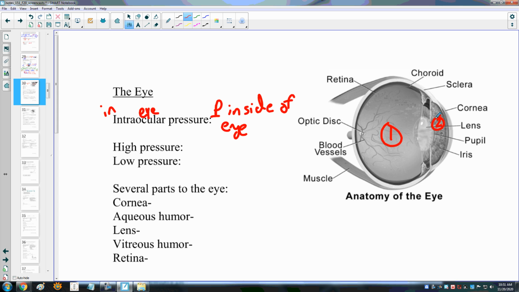If you have high pressure inside of the eye, that's called glaucoma. It can be caused by a variety of things. And then low pressure would lead to a collapse of the eyeball. So you can have either high or low pressure. And when you go to an optometrist, they'll check the pressure in your eye. I'll talk about the instrument that they use for that.